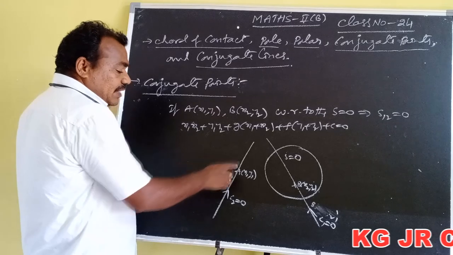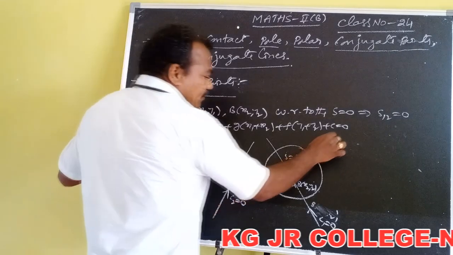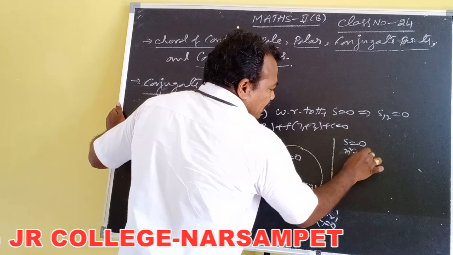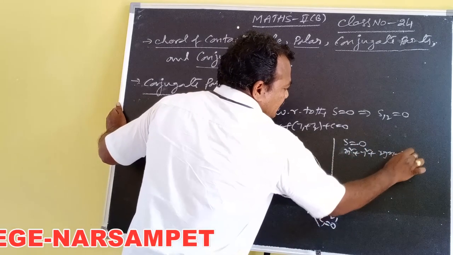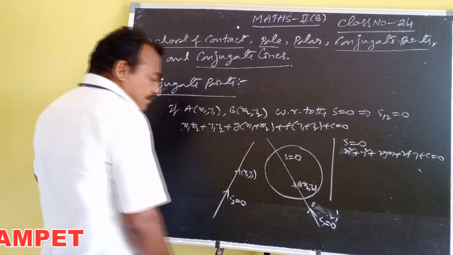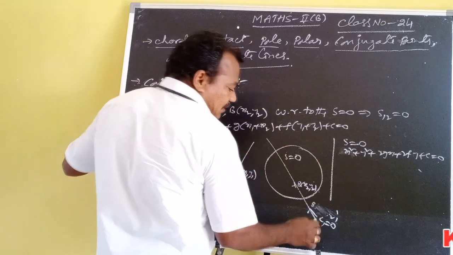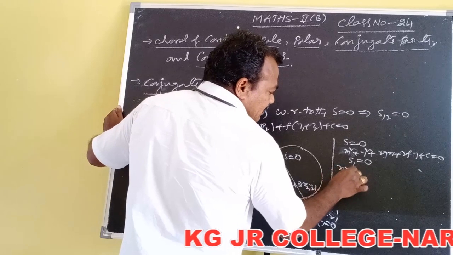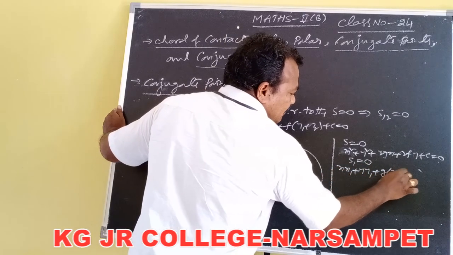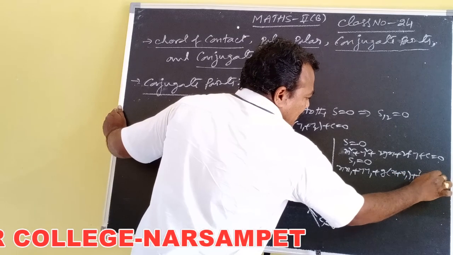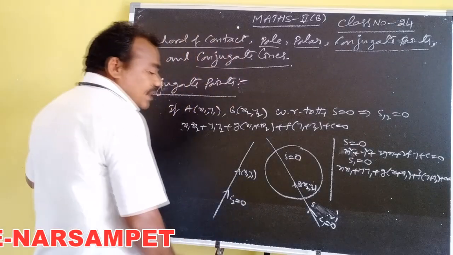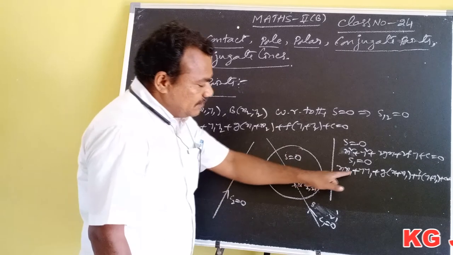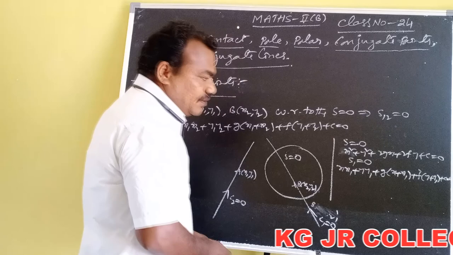Now we have to find the condition for these. Let us see, S = 0 is the circle equation, x² + y² + 2gx + 2fy + c = 0. I am writing the polar of A with respect to the circle, that is L1, S1 = 0. S1 of this circle is xx1 + yy1 + g(x + x1) + f(y + y1) + c = 0. Students, we observe this is the polar of A with respect to the circle.